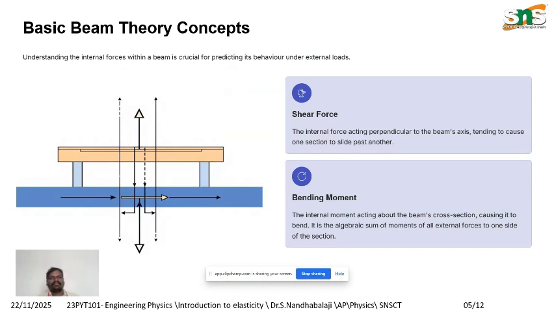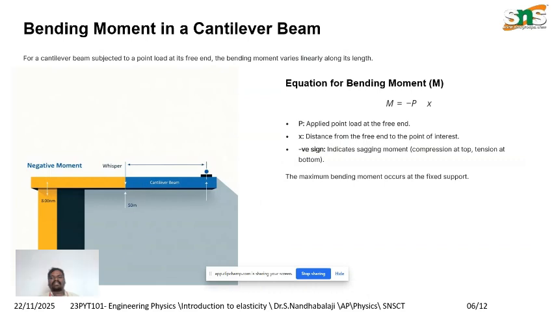Deflection equation of cantilever. The deflection of a cantilever beam is a critical parameter indicating its stiffness and structural integrity. Maximum deflection delta equals PL cubed divided by 3EI. P is the applied point load. L is the length of the cantilever. E is the modulus of elasticity. I is the moment of inertia.